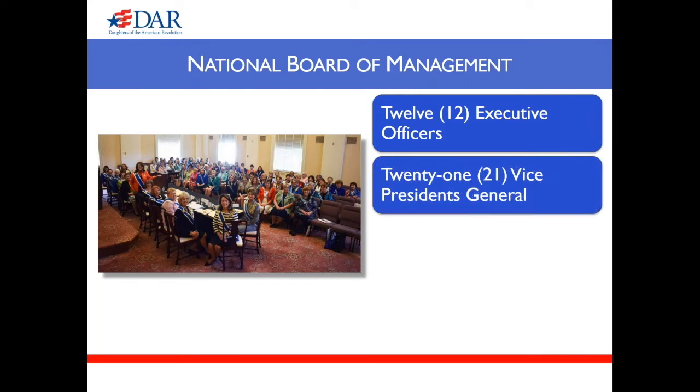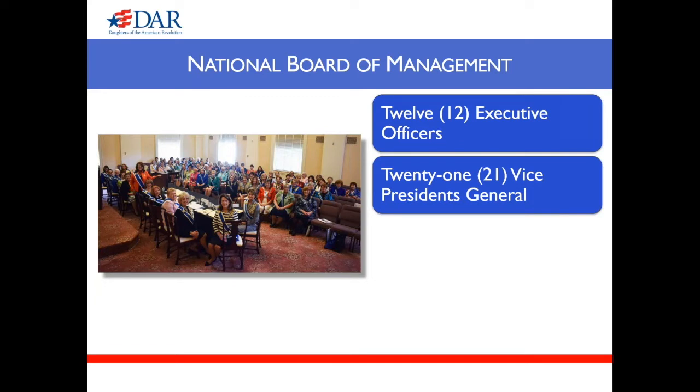There are 21 vice presidents general, 7 in each of the 3 classes. Each year at Continental Congress, 7 vice presidents general are elected, each to serve a 3-year term. The senior group of vice presidents general is the 7 who are completing their 3-year term of office. The newest elected group is listed last when listing all 3 classes.